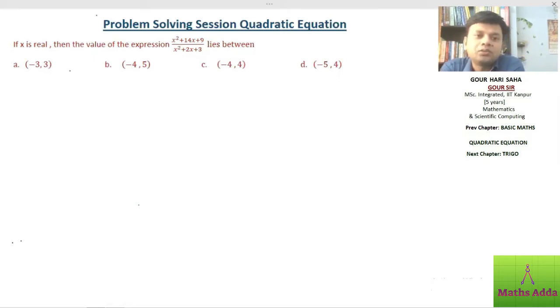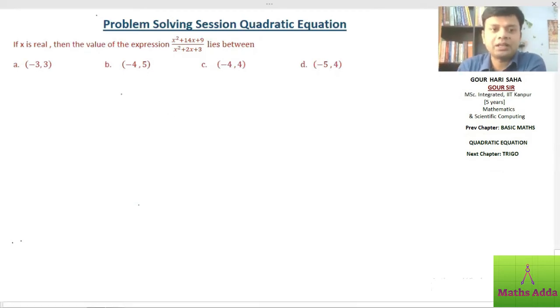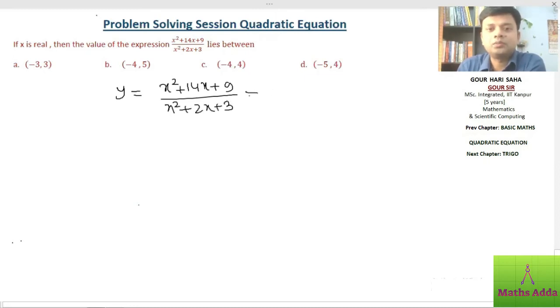So, how to find range? What we used to do in this rational expression, we used to consider this as y. So, y is equal to x square plus 14x plus 9 by x square plus 2x plus 3. Now, make it a quadratic in x: yx square plus 2xy plus 3y is equal to x square plus 14x plus 9.